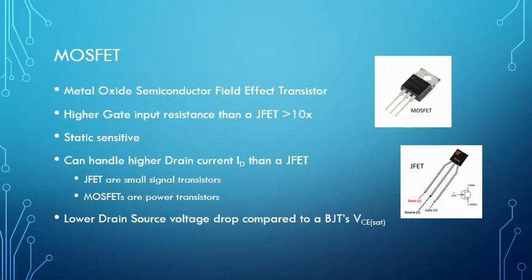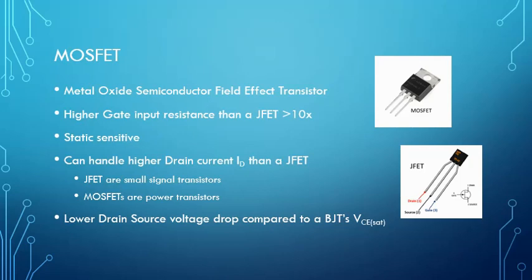So MOSFET stands for Metal Oxide Semiconductor Field Effect Transistor. Higher gate input resistance than a JFET, about 10 times higher. JFETs are about 1 to 5 megaohms, while these are like 10 to 20 megaohms. Super high input resistance on the gate, but that makes them static sensitive. They can handle higher drain currents than a JFET.